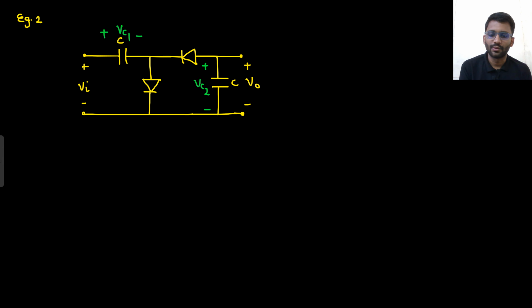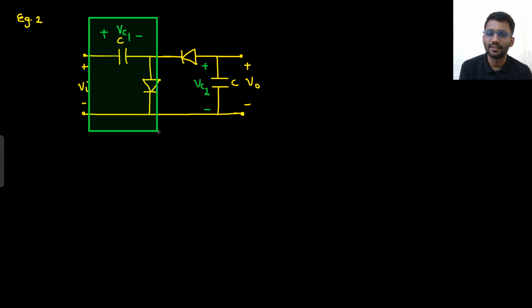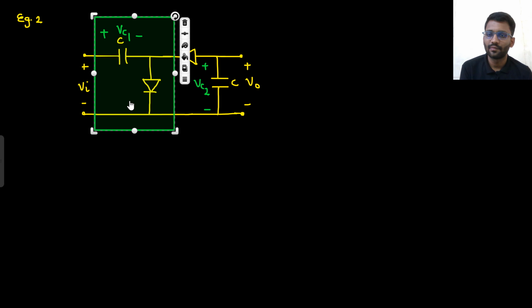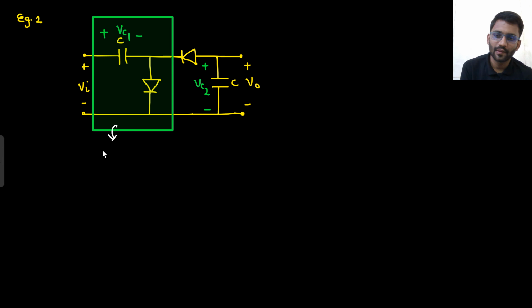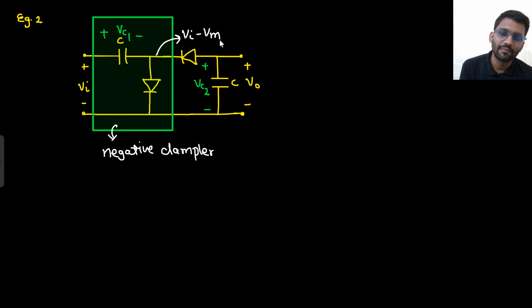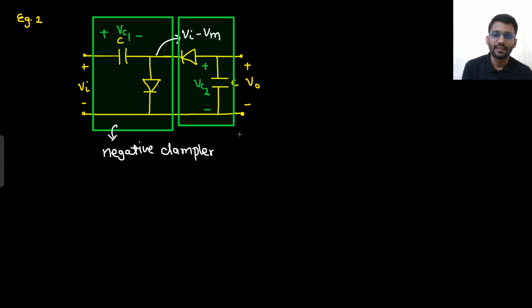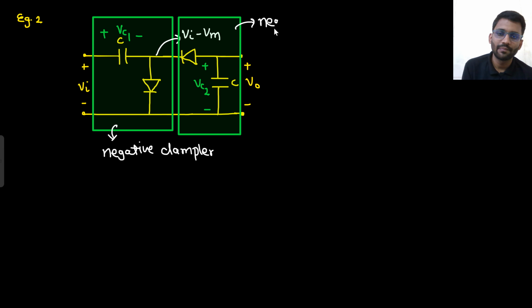So here we can see two circuits. This is the first one, which is negative clamper. So what does negative clamper do? What will be the output of negative clamper? That would be V in minus Vm, right? V in minus Vm. And what is this? This circuit is negative peak detector, right? This is negative peak detector.